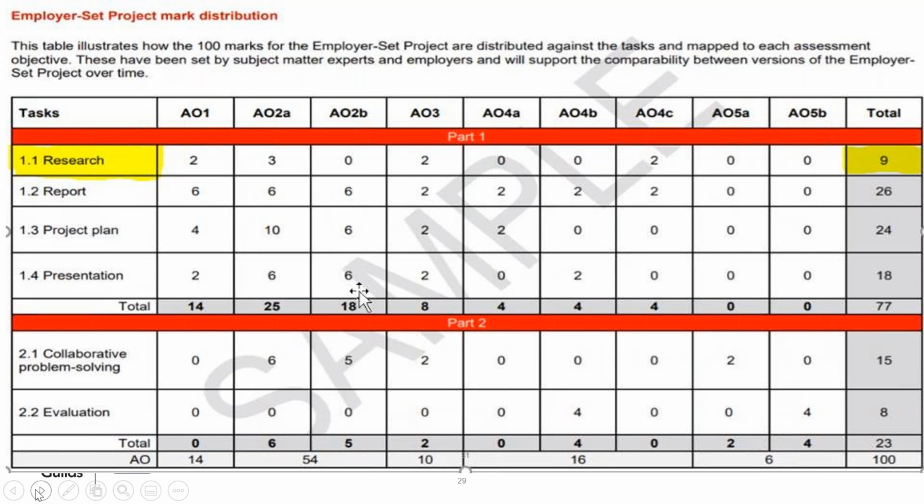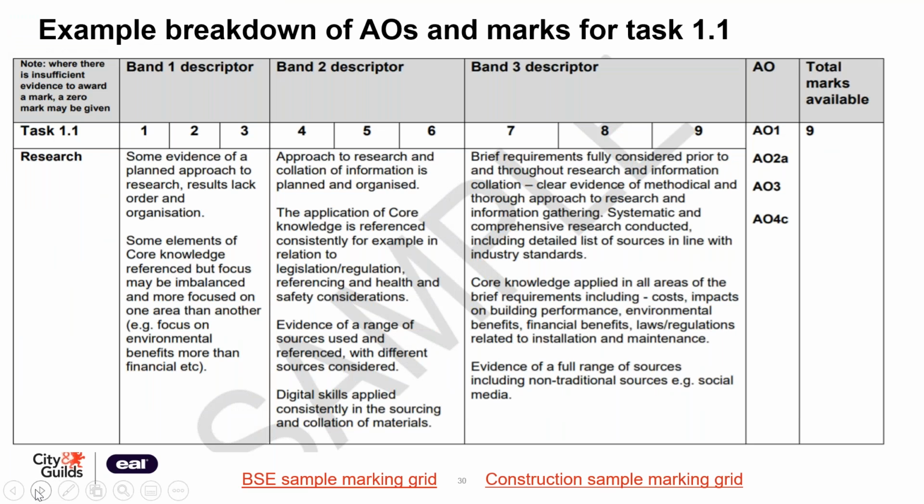So if you follow that, 1.1, it's the research task, 9 marks. Now in this grid here, this is the marking grid, and these are all available in the centre guidance, and I've put links to those here so you can see the BSE marking grid and the construction marking grid there.